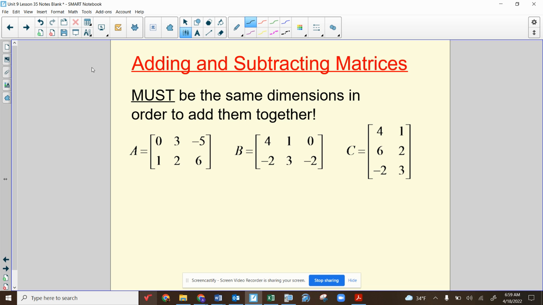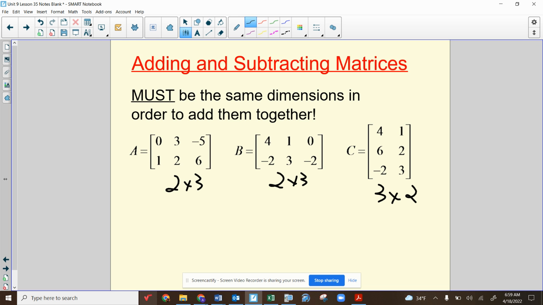Okay, so in order to add and subtract matrices together, they have to be the exact same size. So for instance, this is a 2 by 3 matrix. This is a 2 by 3 matrix. Notice that they're the same size. This one is 3 by 2. So you could add A and B together. You could add B and A together, but you couldn't add either one of those to C because they are not the same.